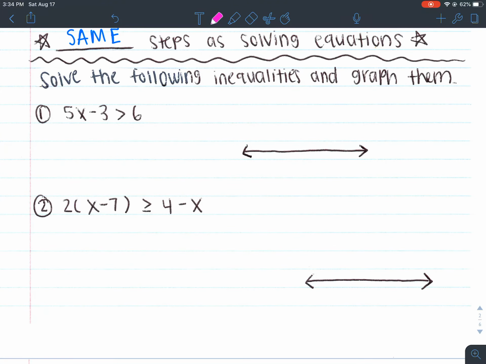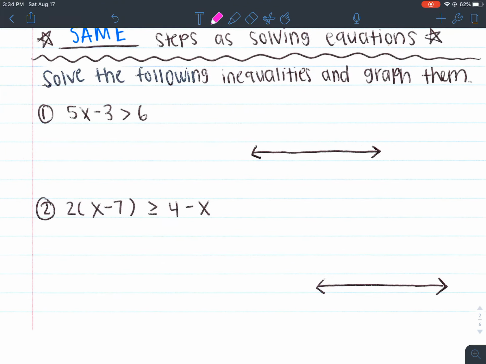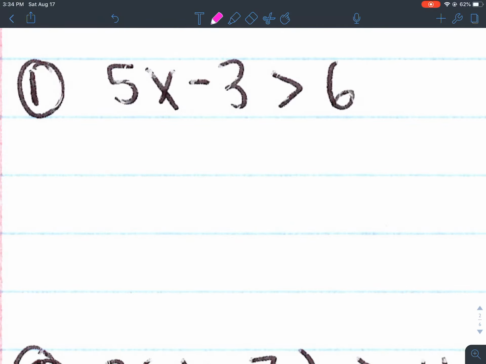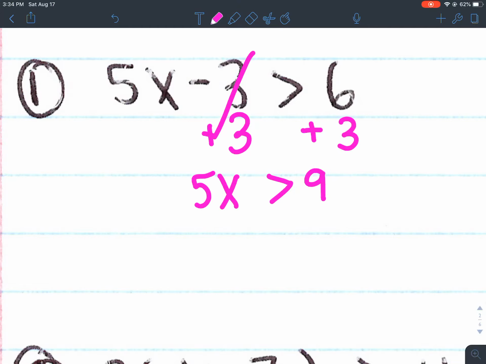All right, so we're going to go ahead and solve inequalities now, and we're going to graph them. Number 1: you have 5x minus 3 is greater than 6. I need to solve this inequality. Remember, it's the same steps as solving an equation. If this was an equal sign, what would you do? First instinct would be, I need to get my x by itself. So I'm going to add 3 to both sides. So I have 5x is greater than 9.